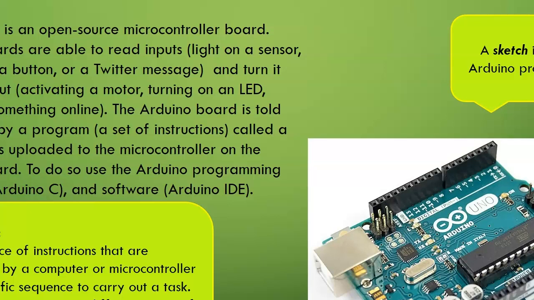What tells the Arduino what to do is a program, a computer program. For Arduinos, that program is called a sketch. A sketch is uploaded to the microcontroller on the Arduino board. The Arduino programming language, which is called Arduino C, is very similar to regular C programming. So if you know C programming, it'll be easy to program with Arduino C. There's also software that you use to program the Arduino and to create the sketch, and it's called the Arduino IDE. We will talk about that a little bit more.